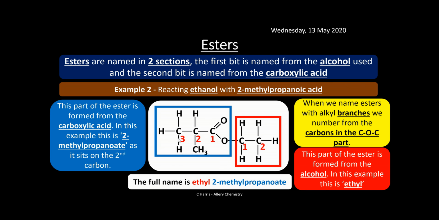You always number from the COO or the OCO group there, so you can see how we've numbered it. So if you do have any methyl groups or alkyl groups hanging off it, then you'll be able to name them correctly.